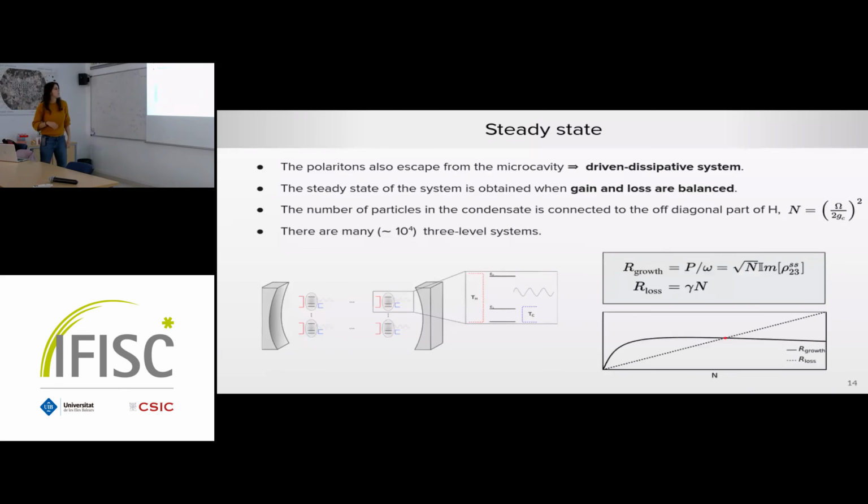So you have, this is the number of particles in the condensate, which is proportional to the strength of the classical field that we are using to describe it. This is the loss, which is just a linear loss because it's radiative loss. And the growth is the power output divided by the energy of the condensate. So it's the quantity of energy every time you populate the condensate. And the steady state is when they both cross.